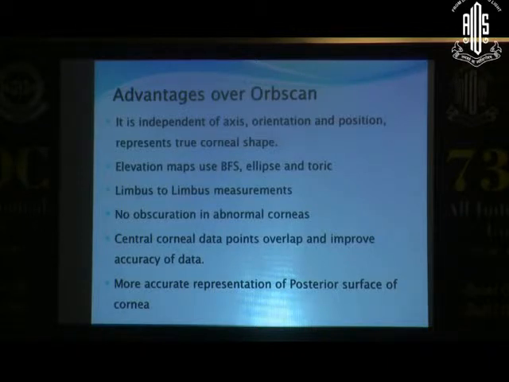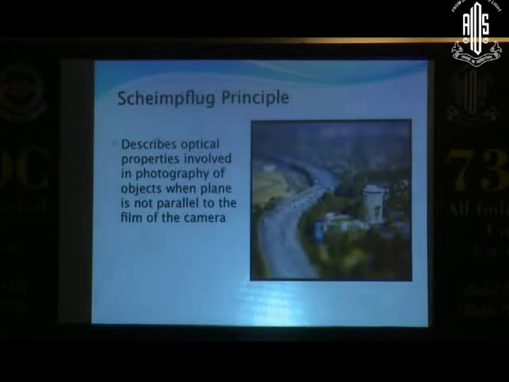The central corneal data points tend to overlap. Here you have a slit image which is cutting right through the center of the cornea and then spinning around 360 degrees. So in each image you have representation of the central 5 millimeters. So you have much more representation of the central cornea and a more accurate representation of the posterior surface of the cornea as well. As we all know with the OBSCAN, one of the limitations was the reproducibility of the posterior surface, especially in cases of keratoconus and post-refractive patients. Pentacam provides much better reproducibility and much better accuracy.